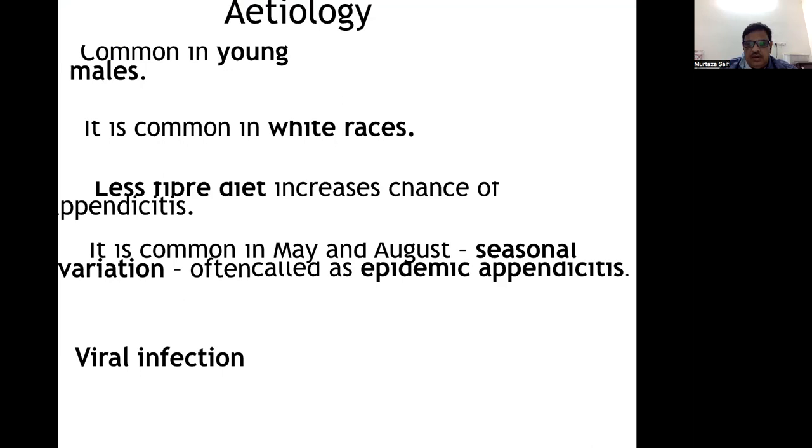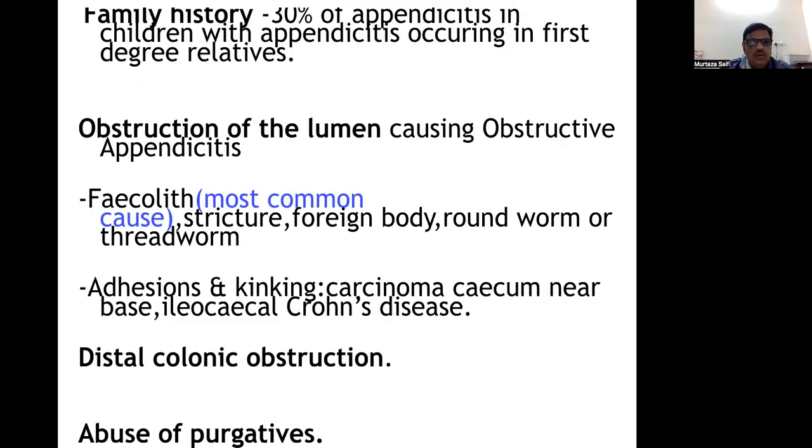Now come to the etiology. It is also very important. It is common in young males. It is common in white race. Diet increases chances of appendicitis in non-vegetarians. It is common in May and August. Seasonal variation, often called epidemic appendicitis. Viral infection is a common cause of appendicitis. Family history: appendicitis in children, with appendicitis occurring in first degree relatives, is very common.